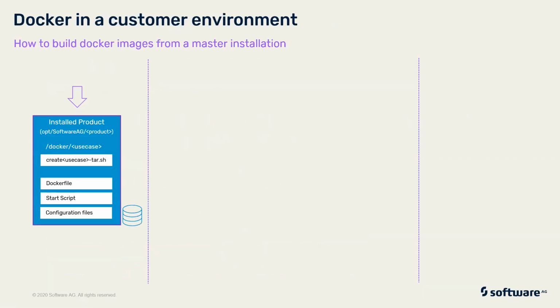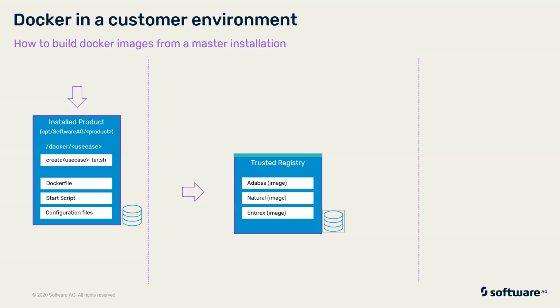How does it look from the architecture? So we see it here. The same description, so you have the installed products, for instance, in the opt software AG folder, and then you have a product like Adabas, like Natural, or like EntireX, and then there is a subfolder Docker with the use cases inside. And there you have the script that will extract your binaries out of this installation, and then you have the additional files, like the Docker file, the start script, configuration. And when you build it, then you get your images.